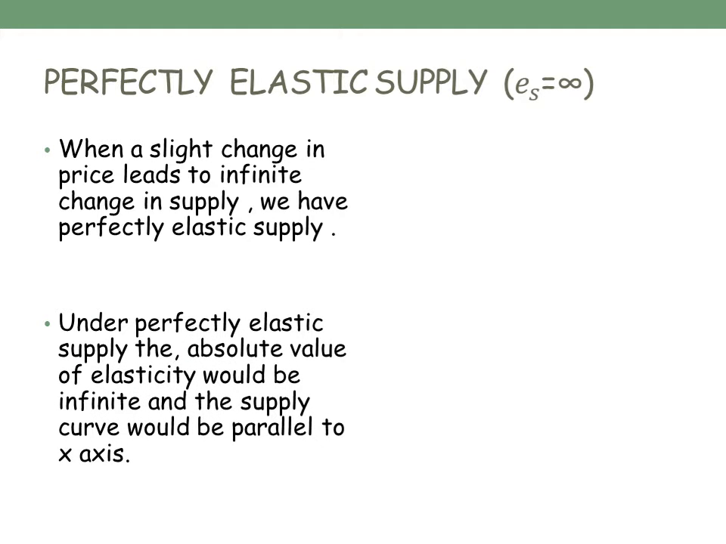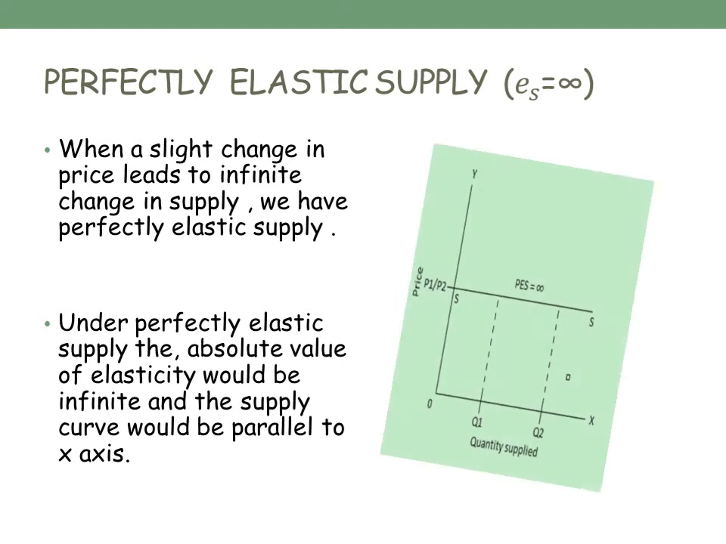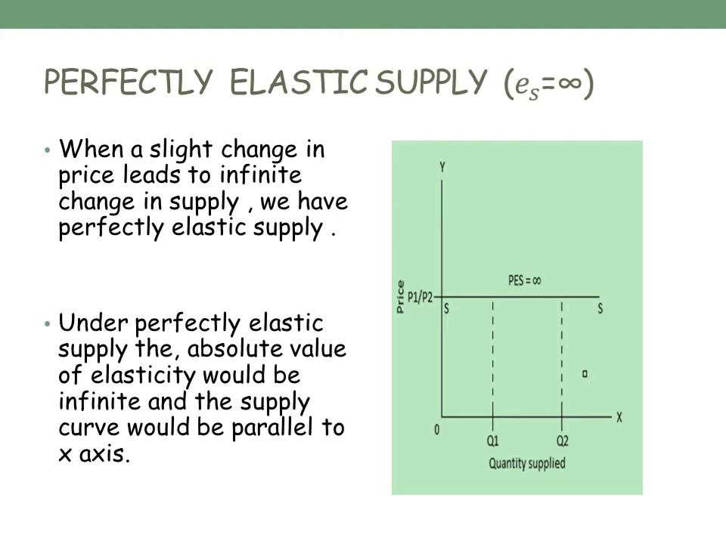Under perfectly elastic supply, the absolute value of elasticity would be infinite and the supply curve would be parallel to the x-axis. This is the graph of perfectly elastic supply, where you can see a small change in price leads to an infinite change in the quantity supplied. The supply curve is parallel to the x-axis, and here the value of elasticity will be infinite.